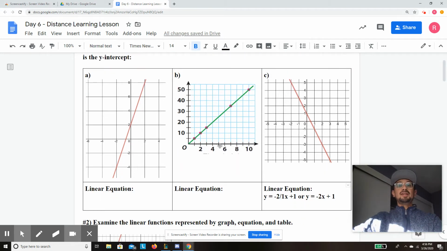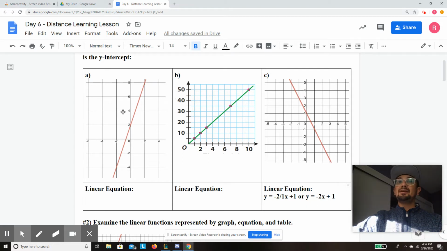Okay. These two over here are a little more different. If you look at their scales, they're not 1 to 1. On letter B, the x-axis goes up by 1, but the y-axis does not go up by 1. It goes up by 5. Over here, they're both going up by 2. So you want to make sure you're looking at the scale, so how much you're going up by. It's not always by 1.